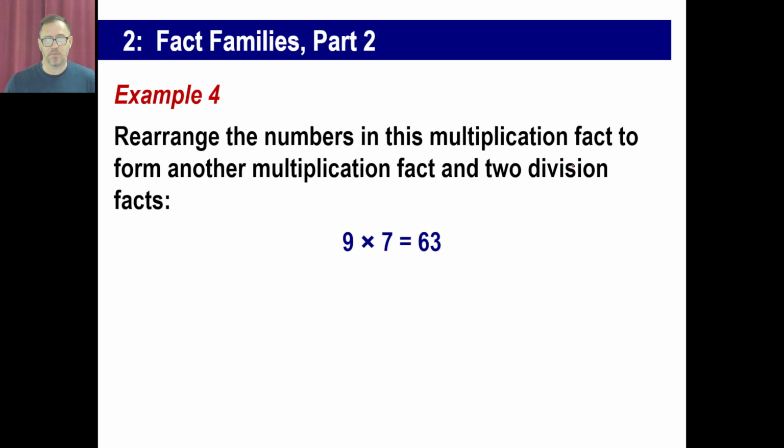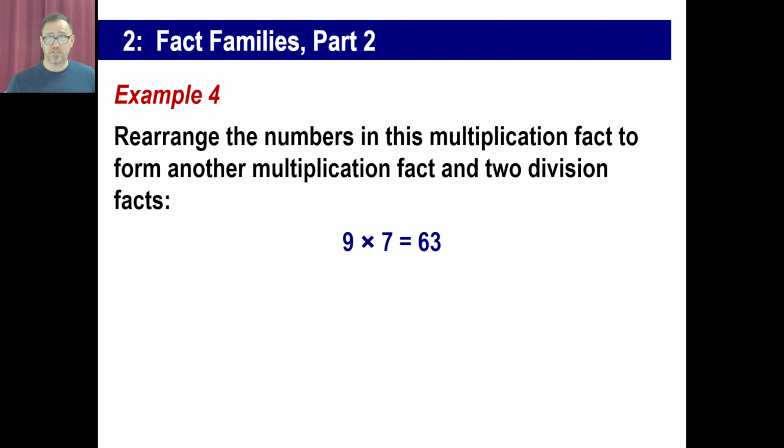Fact families. Remember that from last time? 17 kids. They all start with the letter J, all their names and all that kind of stuff. All right, let's go back and do it with multiplication and division. Rearrange the numbers in this fact to form another multiplication fact and 2 division facts. Piece of cake, right? Well, the multiplication fact is 7 times 9 is 63, right?